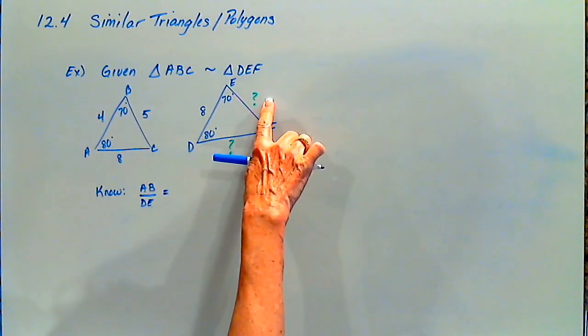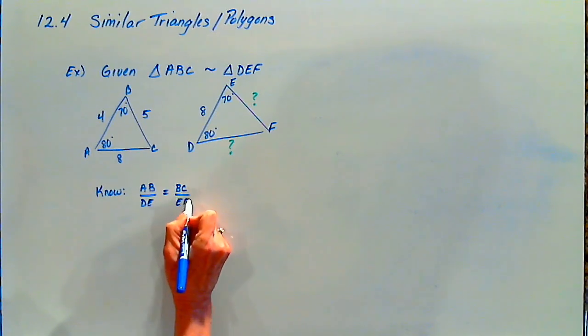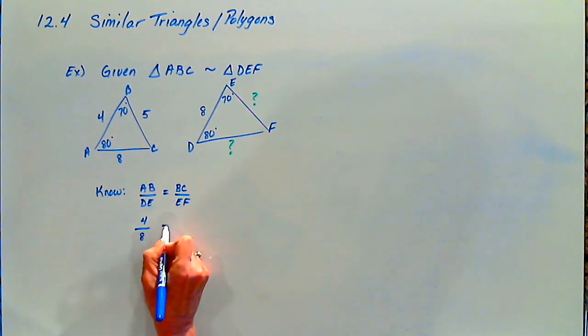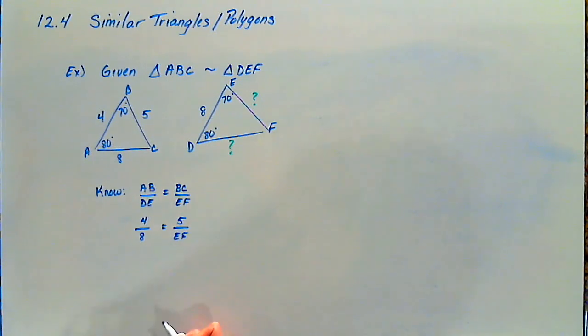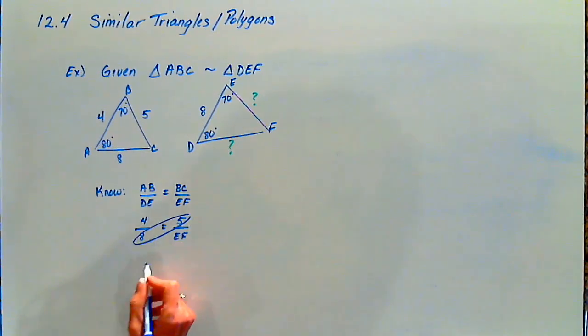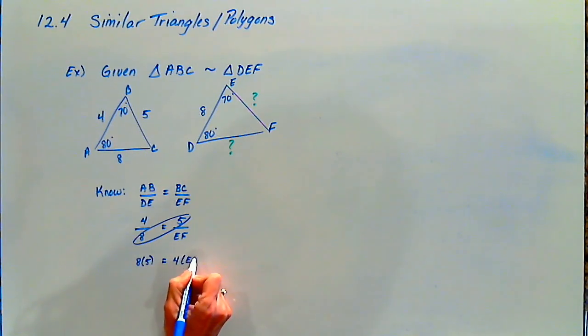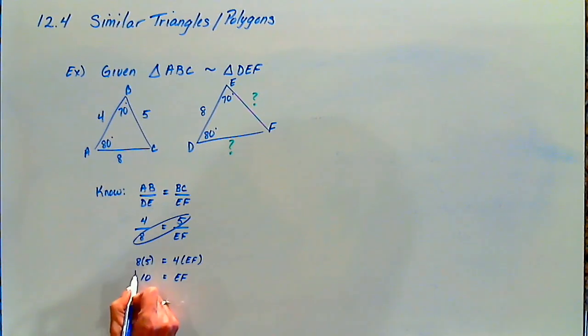Since BC corresponds to EF, I will start there. BC corresponds to EF. AB is 4, DE is 8, BC is 5, and our question is, what is EF? Okay. So I can cross multiply. 8 times 5 is the same as 4 times side EF. Divide both sides by 4, and I get that EF equals 10.